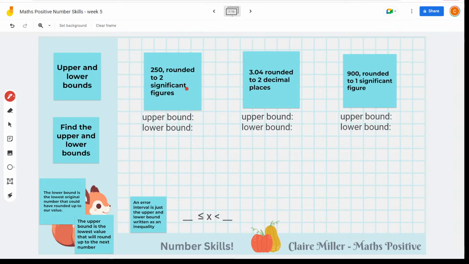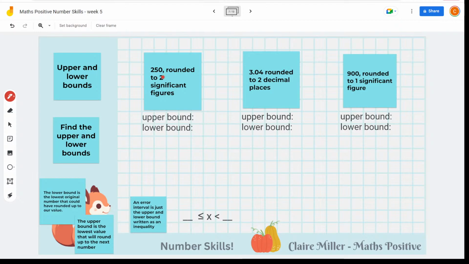So let's have a go at doing something similar with these sorts of questions. I know these might be a little bit trickier because they're a bit more abstract. We've not got a scenario attached to them. Once we work out the upper bound and the lower bound, like I said before, we could use inequality signs to help us express it a little bit better. And this is called an error interval.